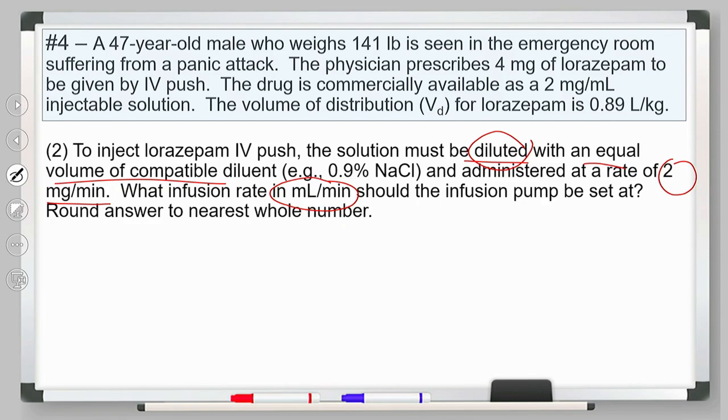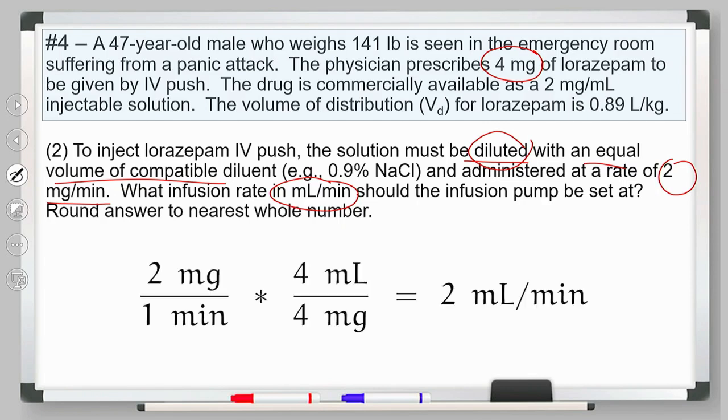It's the only thing missing. I'll give you a hint here. I know the dose is 4 milligrams. That was the whole point. So all I need to know is my 4 milligrams has what volume? What volume am I administering to provide the 4 milligrams?